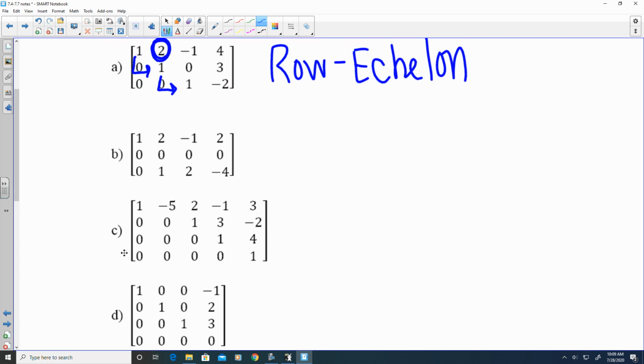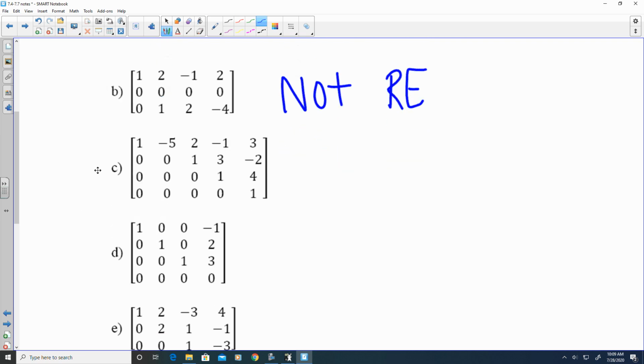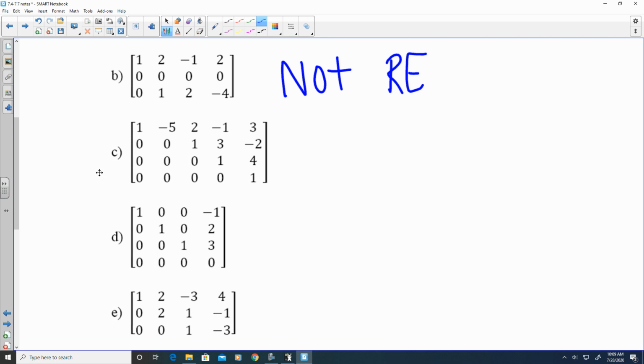Letter B, it has a row that's consisting of all zeros, but because this is not on the bottom, it is not row echelon form. I'm just going to start doing RE for row echelon, not row echelon. Okay, letter C. I do see that step motion. The top left is a 1, and then the next leading 1 does move down in that step. So this is row echelon. But because our leading 1s do not have zeros above or below, this is not reduced.